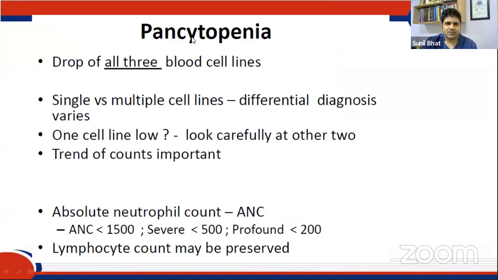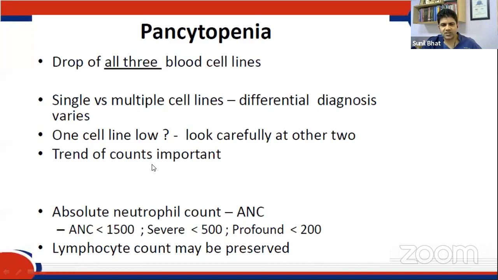So first of all, what's pancytopenia? Pancytopenia is a drop in all the 3 cell lines: hemoglobin, platelet, and white cell. It's very important to differentiate whether a single line or multiple lines are affected, because the differential diagnosis can vary, and you have gone through some of them in the last couple of days, especially related to the red cell lineages. Sometimes, when you look at the CBCs very superficially, you may see one cell line which is low, but you have to look very carefully at the other 2 cell lines also, as there may be something there which may miss a superficial or cursory eye.